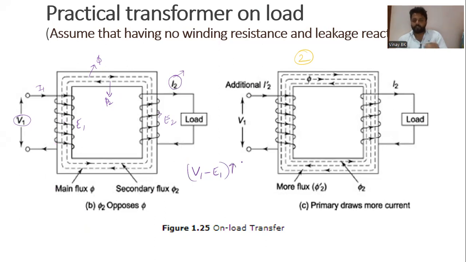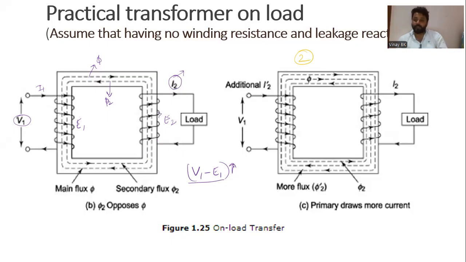Means if there is an additional flux which is produced due to the induction of current in the secondary winding, that is phi 2, that phi 2 is opposing the main flux. Due to that, the main flux is going to reduce. If the main flux reduces, means the difference between supply voltage and self-induced EMF is going to increase. Means E1 is going to decrease, hence the difference is going to increase. So it is disturbing the main flux of the practical transformer.